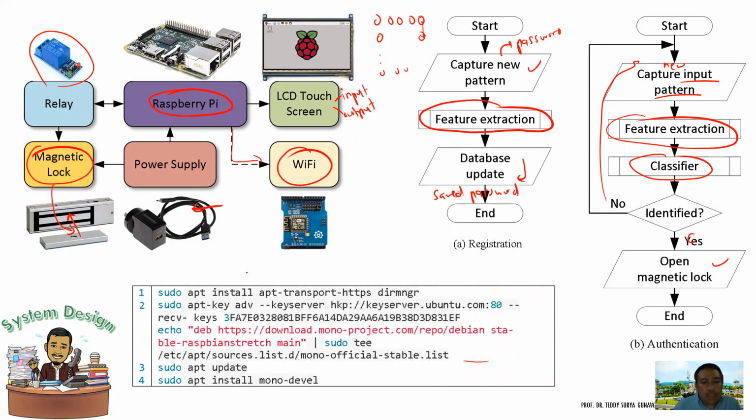So this is installing the Mono software in Raspberry Pi. We are first installing the Raspbian OS. From there, we install C sharp, because there is some ready-made library for creating a graphical pattern, so it will be easier. Then we come to the evaluations.